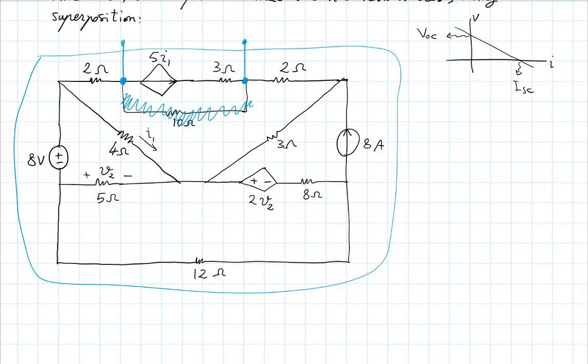So, open circuit voltage, pretty straightforward. We leave the circuit as it is and find what the voltage is between those 2 points. If I call this VOC like that, that's basically what I'm looking for, right? So we want to do this with superposition.